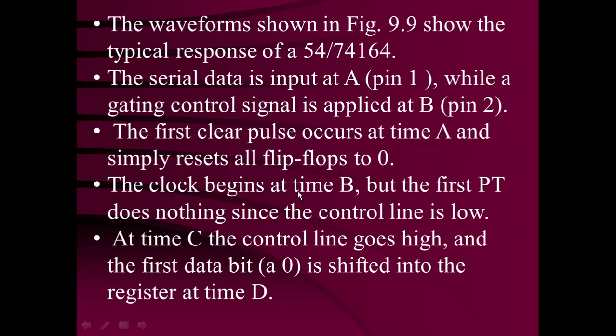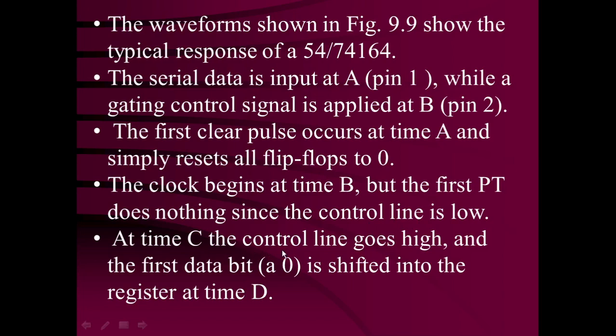The clock begins at the time B, but the first positive transition does nothing since the control line is low. When the control line is high, data can be passed through the NAND gate and it is enabled. Otherwise, it remains disabled. That's why on the first clock transition, data cannot enter through the NAND gate.